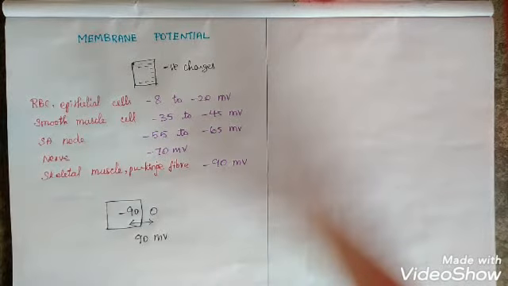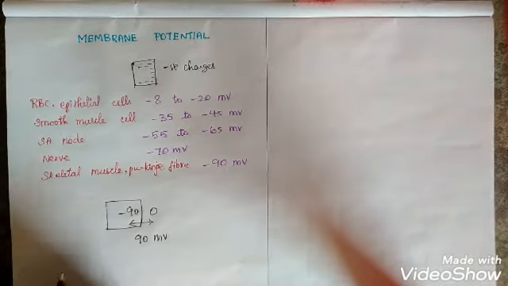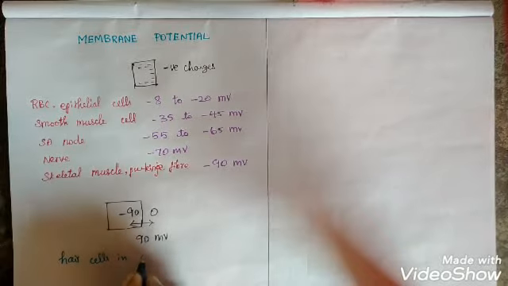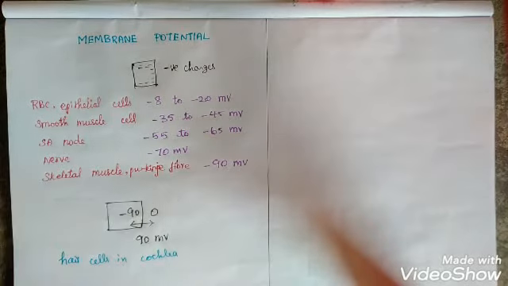But there is one exception, and here is the question: which of the following has the highest electrical gradient transmembrane potential? And the options were RBC or skeletal muscle or rods in the retina or hair cells in the cochlea. And the answer is hair cells in the cochlea. Let's see why. So hair cells in cochlea are the receptor cells for hearing and equilibrium.